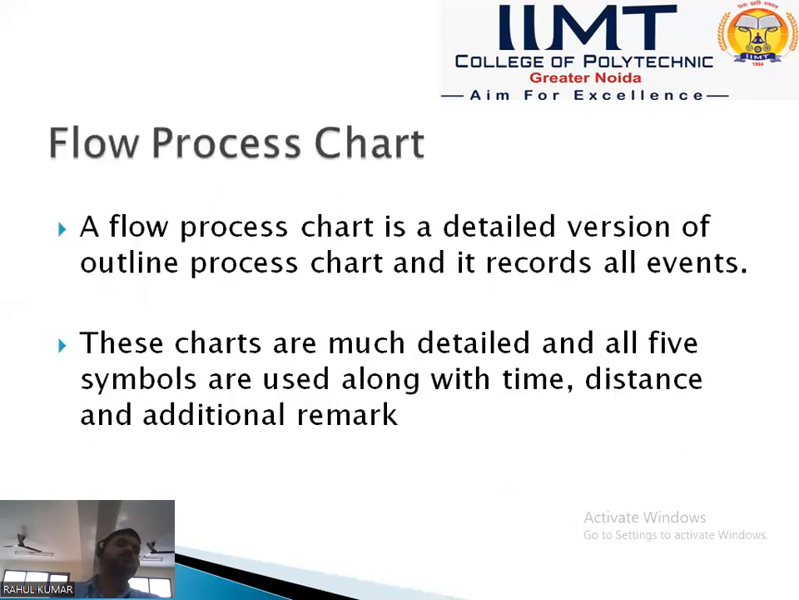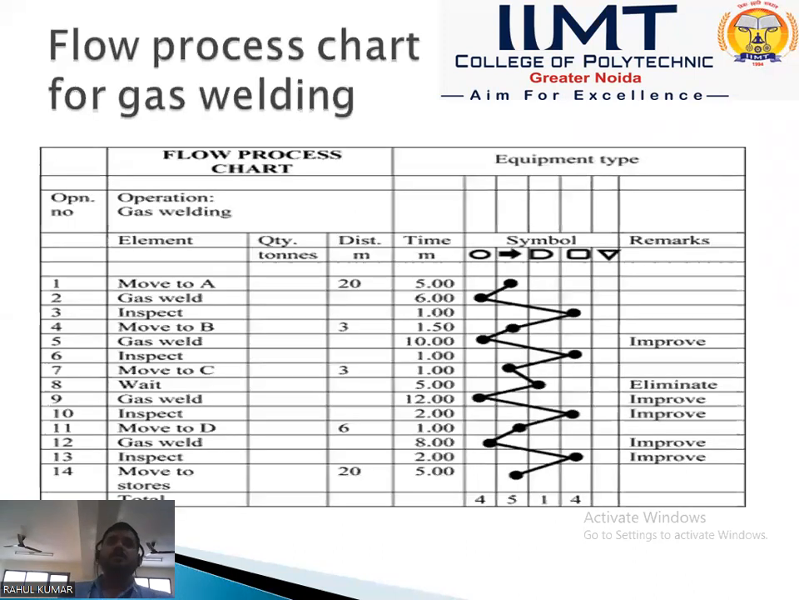After that, we are going to study the flow process chart. The flow process chart is a detailed version of the outline process chart, and it records all the events. These charts are much more detailed and all 5 symbols are used along with time, distance, and additional remarks. For example, a flow process chart for gas welding. Here all the elements, quantity, distance, time, symbols, and remarks are used.